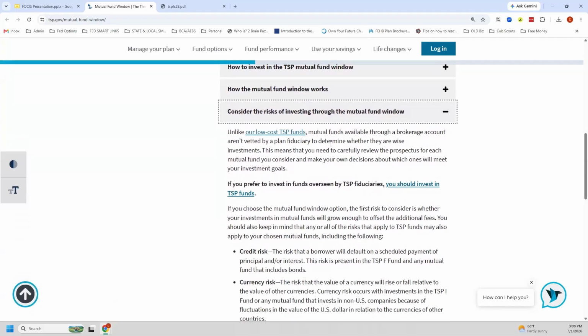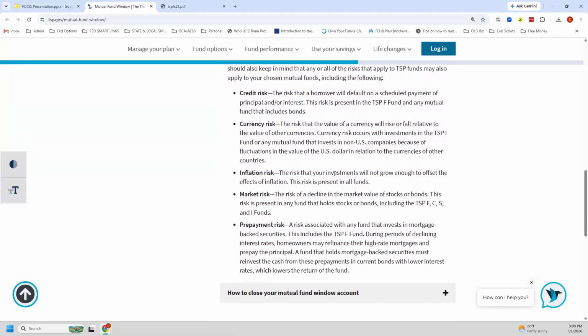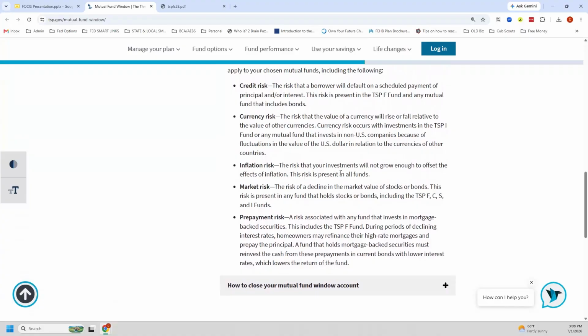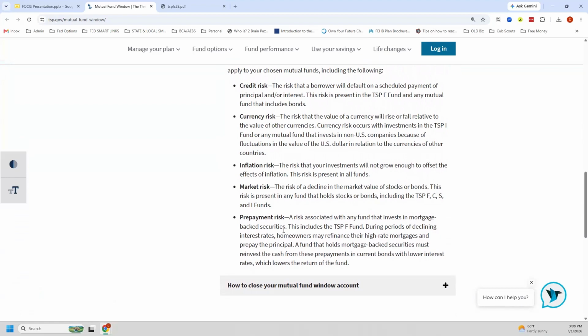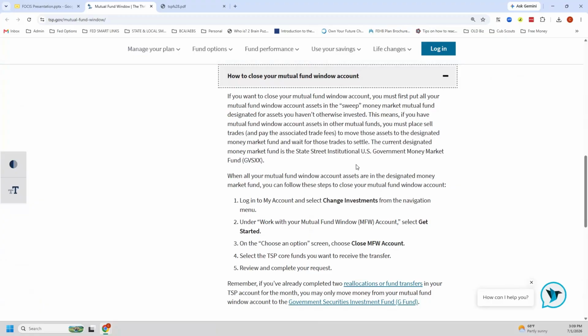Obviously they've got their low-cost TSP funds, but then there's more to it, right? Credit risk, currency risk, excuse me, inflation risk, market risk, prepayment risk, whatever that looks like. There's a lot of different risks within the mutual fund window than there is for the other five core funds. So it's very key to understand how that will work. And then of course, how to close the mutual fund window account. If anybody wants to remove themselves from the mutual fund window, they can do that. And all that information lives here. So walk through that process.